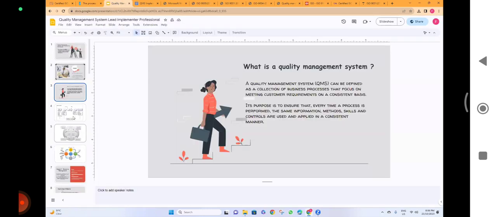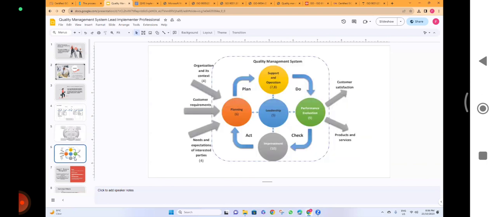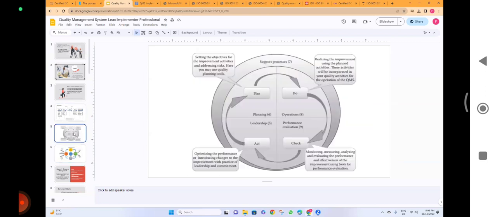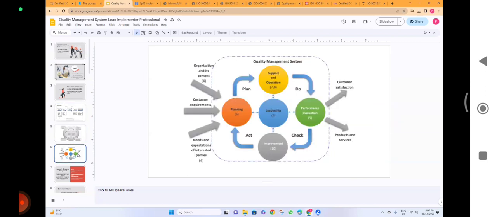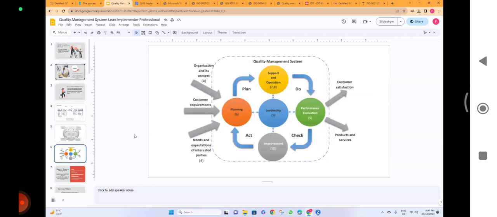So getting into the training, first of all, I'm going to show you the 3 building blocks of the quality management system as per ISO 9001. I'm going to explain the process approach. I'm going to explain the PDCA and the risk-based thinking. These are basically the 3 pillars of ISO 9001, which gives ISO 9001 the ability to meet quality management principles.